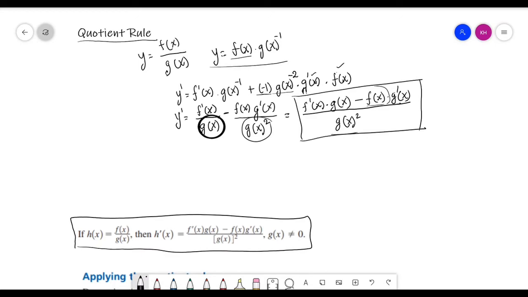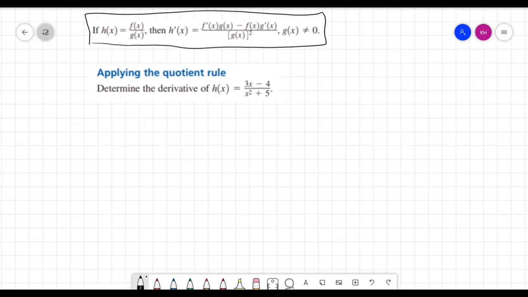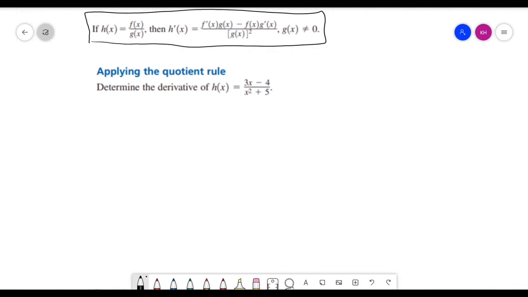So let's apply the quotient rule and let's do this example over here. We can see that it asks us to determine the derivative of the function h of x, and the function is 3x minus 4 divided by x squared plus 5. So if I have to find the derivative of this one, h prime x is going to be, as the quotient rule states, the derivative of the top function. So what is the derivative of 3x minus 4 going to be? It's just going to be 3. And the bottom function stays the same.